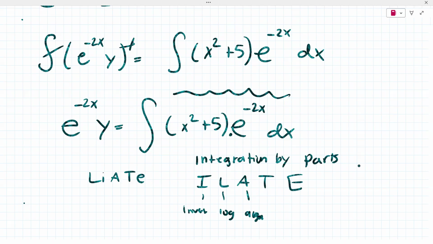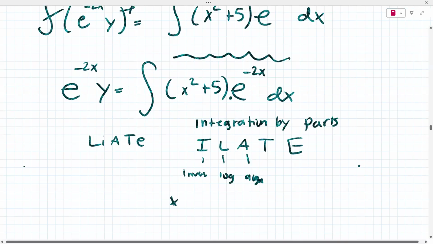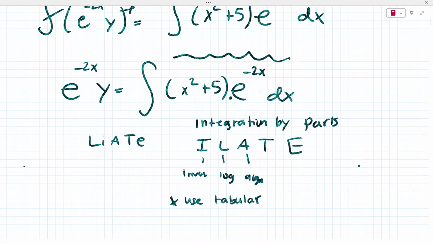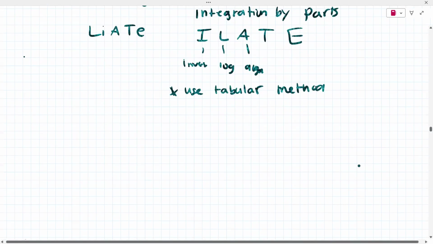I think we'll have to use a tabular method because integration by parts will be used twice. So yeah, we're going to use the tabular method. Go ahead and make your table for the tabular method.